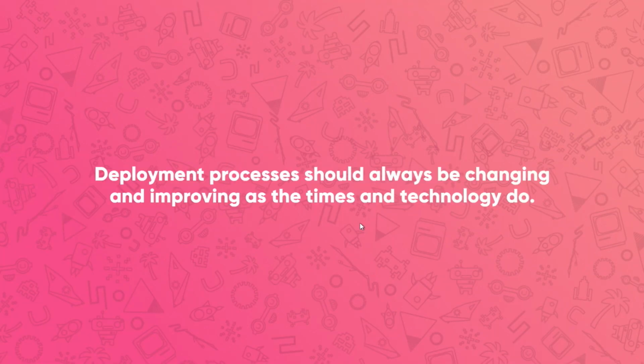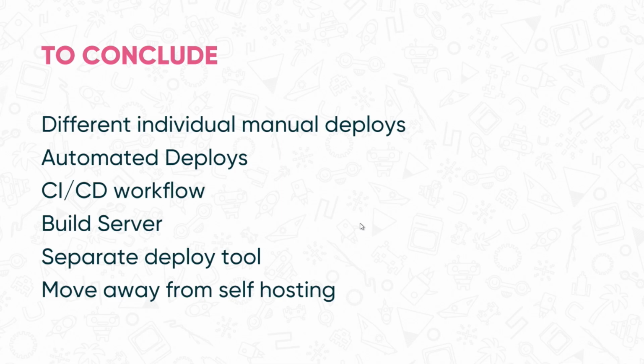Deployment processes should always be changing and improving as the times and technology do. To conclude, when you start off with your deployment methodology, most people have different individual manual deploys. After that, at some point, people go towards a more automated deploy method where you have everything at the drop of a button so you don't have to worry about too much error. After that, you could look into continuous integration, continuous delivery workflows to help you get into a better mindset of doing these kind of deploys.